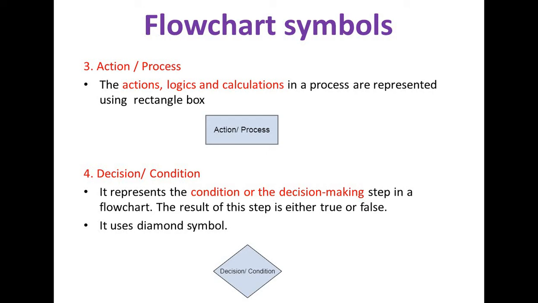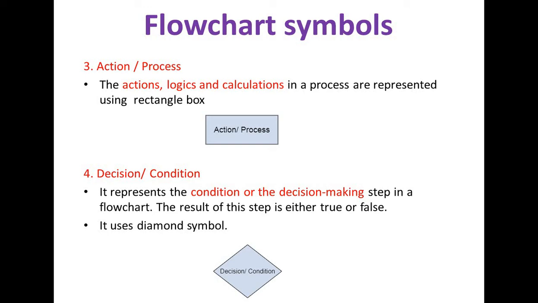The next symbol in the flowchart is decision or condition. This is more important. Why? Because whenever we go for any looping statements, we use this particular symbol. The conditions or decision-making steps involved in a particular program are represented using this symbol. The result of this step will be either true or false. Why? Because here we need to finalize some decision, right? The output of this step will be either true or false, or in other words, yes or no.